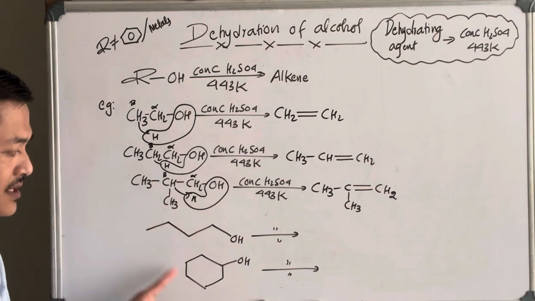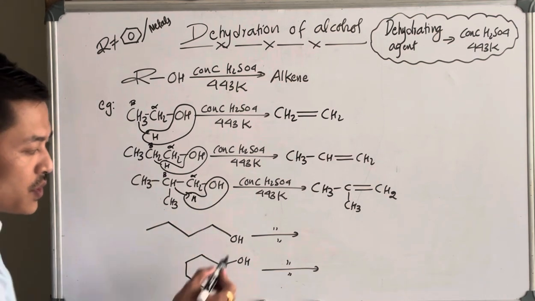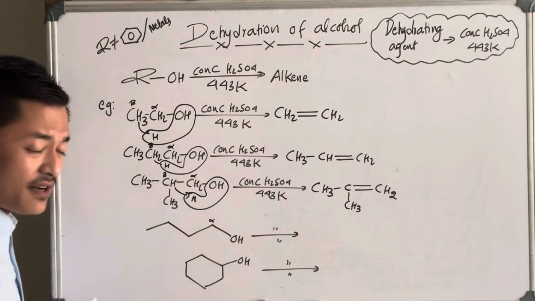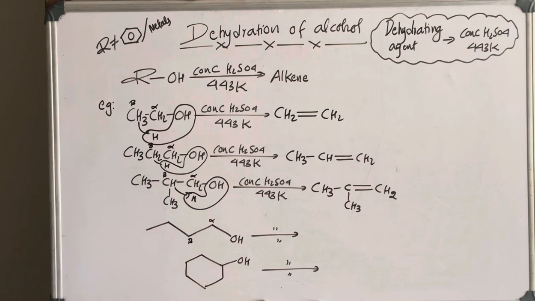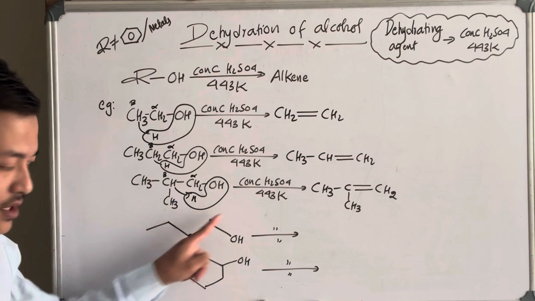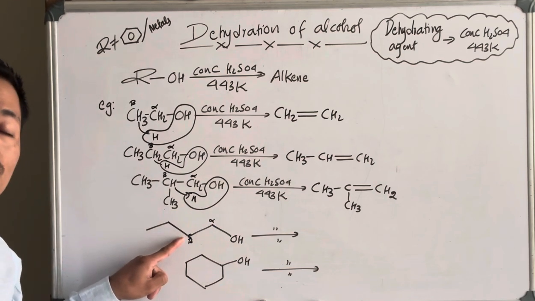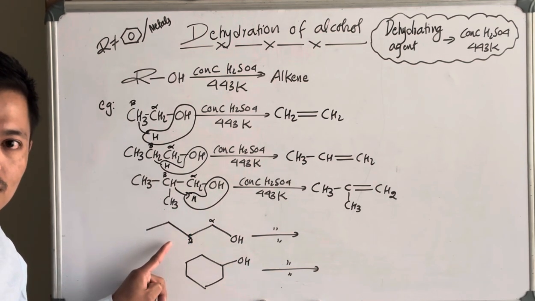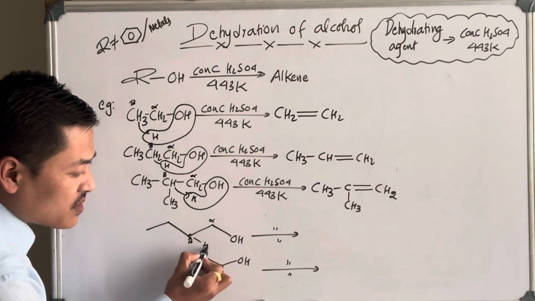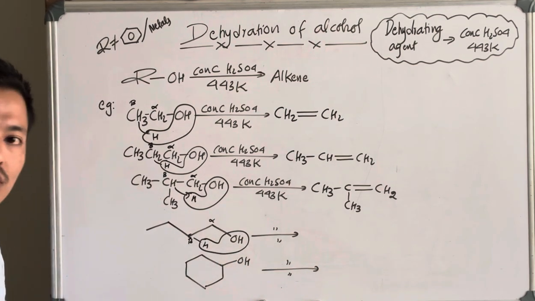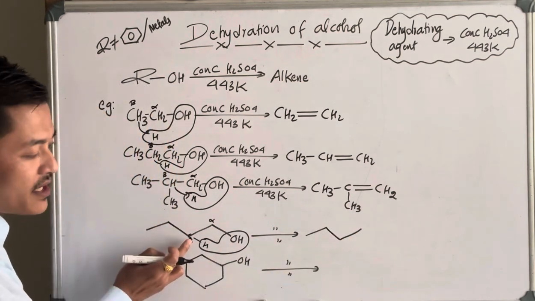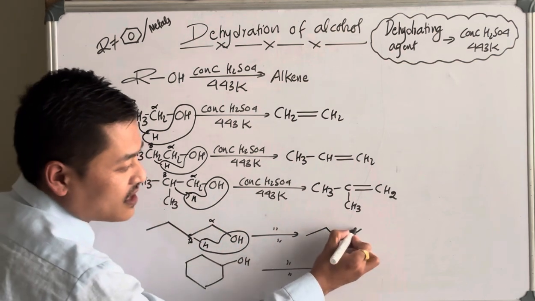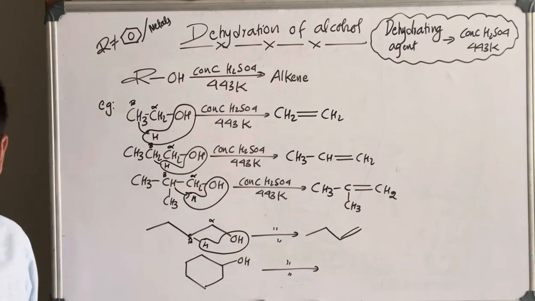Similarly, this is a bond line formula. OH is attached to this carbon, so this is the alpha carbon. This alpha carbon is attached to this carbon, the beta carbon. This carbon forms two bonds in two different directions, which means it must have two more hydrogen atoms. One hydrogen will be lost from this position and the OH from this position, and the product will be formed just like this. This will remain as it is, and between alpha and beta there will be a double bond. So this is the product.